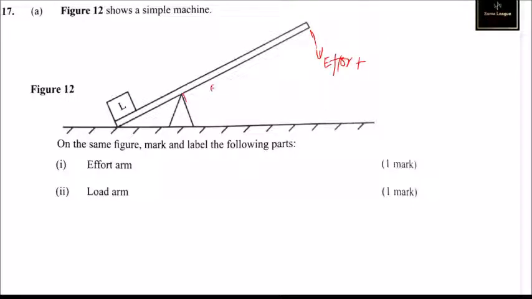So this is effort arm. From there to here, that is rod arm. So you get one mark there, you get another mark there, and that is marks for part A. Let's go to the next part.